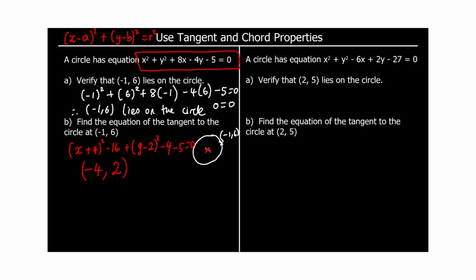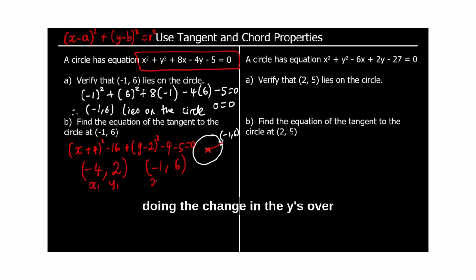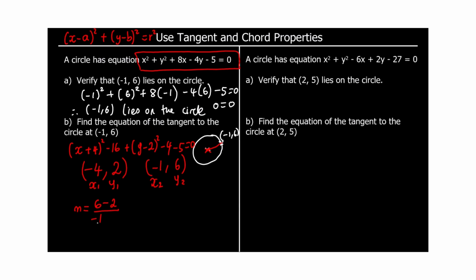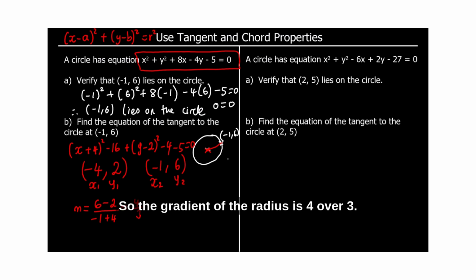We can find the gradient now of the radius by doing the change in the y's over the change in x's. So the gradient is y2 minus y1, 6 minus 2 over x2 minus x1, minus 1 minus minus 4, so plus 4. So that's 4 over 3. So the gradient of the radius is 4 over 3.